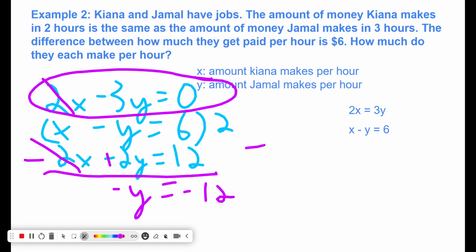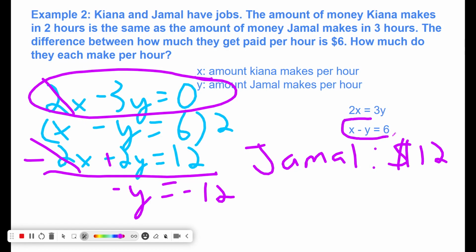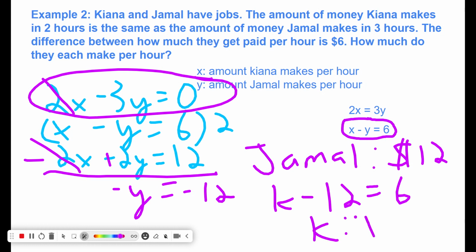So I think that Jamal makes $12 an hour. If I go back to this equation or the other one, this one's going to be the easiest one. Kiana minus 12 equals 6. Add 12 to both sides. Kiana is going to make $18 an hour.